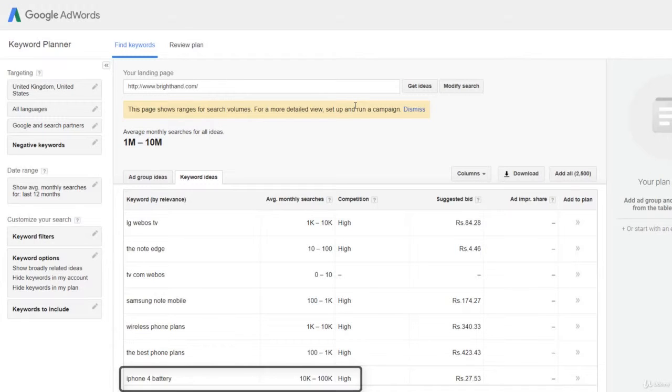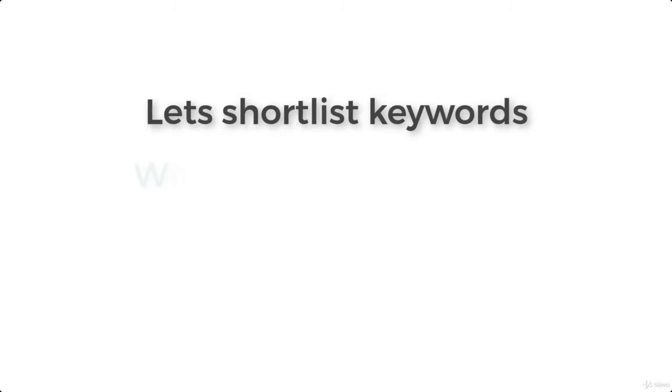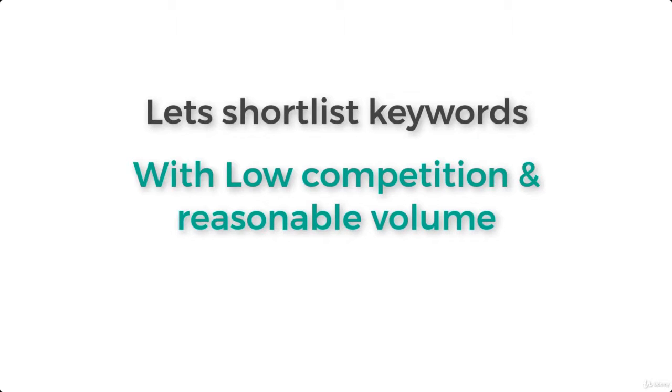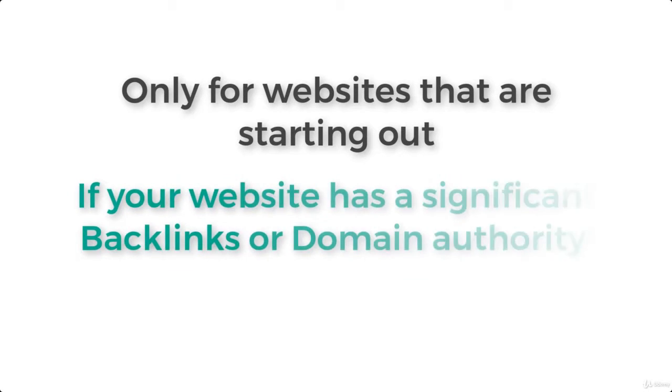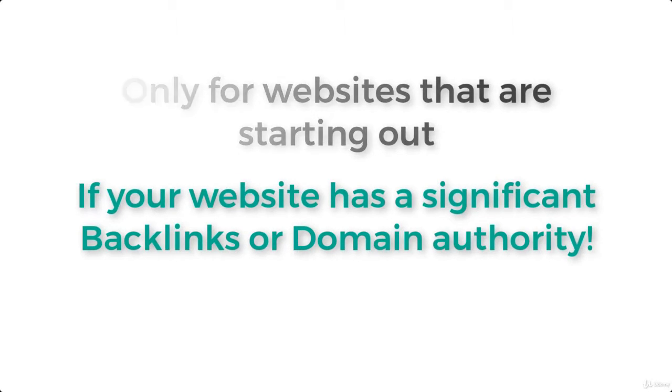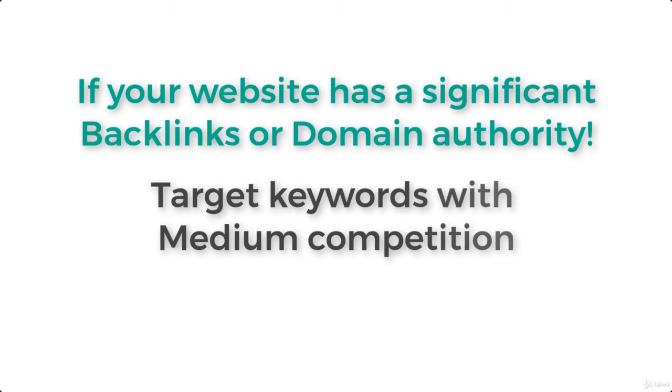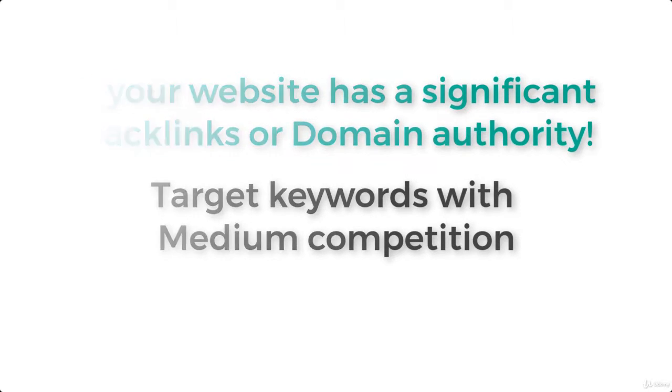These keywords have an average monthly searches of around 10,000 to 100,000, but the competition is very high and you cannot compete for such broad keywords with high competition. So let's shortlist all those keywords which have got low competition with a reasonable volume. I recommend doing this only for websites that are starting out. If you have already got a website with a significant amount of backlinks or domain authority, then you can start with keywords having medium competition.